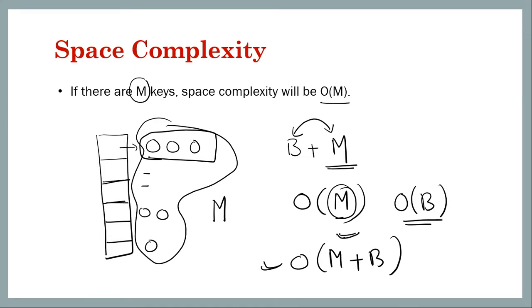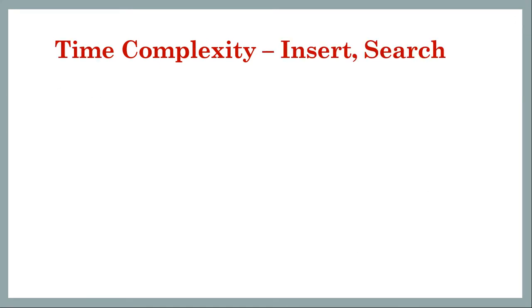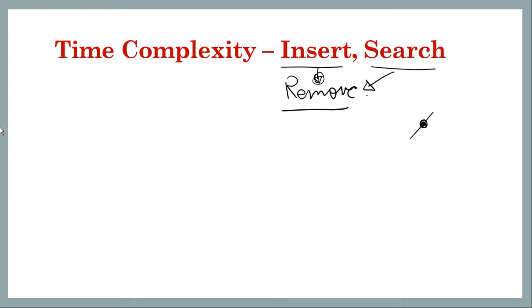Now let's understand the more critical part, that is time complexity analysis. We are mainly talking about insert and search operations, because we will insert keys into the hash table and then later we will search it, and we can also remove from the hash table. So remove will be just an extension of insert, or an extension of search, where we will first find the key, search it, and then get rid of that.